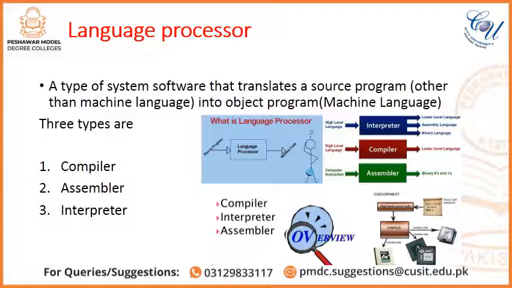The programs are written mostly in high-level language like Java, C++, Python, etc. and are called source code. These source code cannot be executed directly by the computer and must be converted into machine language to be executed. Hence, a special translator system software is used to translate the program written in high-level language into machine code, called language processor. The language processor can be any of the following three types: compiler, assembler, and interpreter.